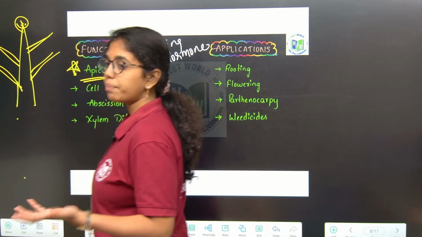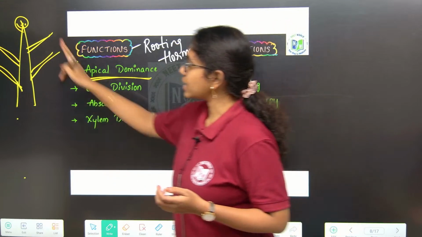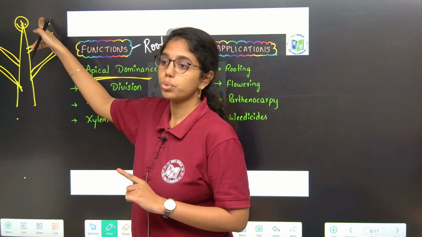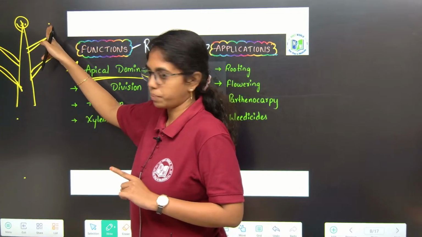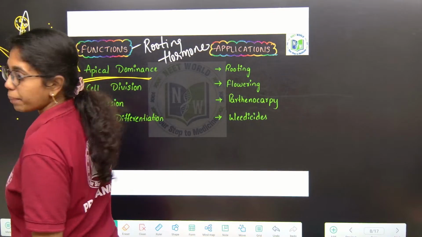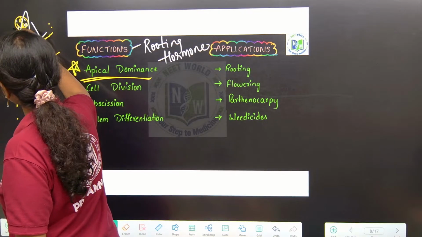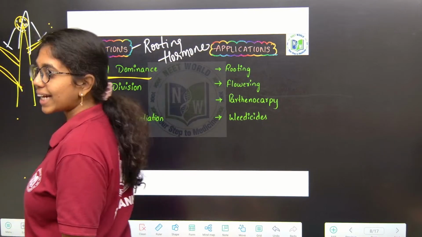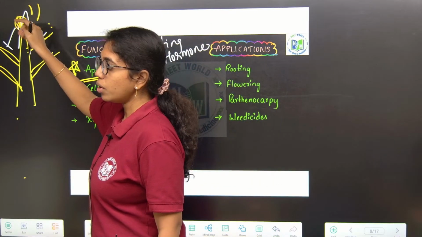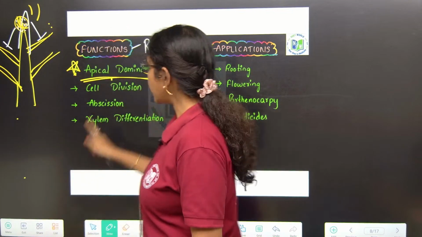Auxins help in the formation of adventitious roots in stem cutting regions. But where are they synthesized? In the shoot region, in the shoot apical meristem. Because of the dominance of auxin, there will be growth of the apical bud. The apical bud will grow in a dominant way, inhibiting the growth of lateral buds. Auxin's presence in the apical bud region dominates the growth of the apical buds and inhibits the growth of lateral buds. That is apical dominance.